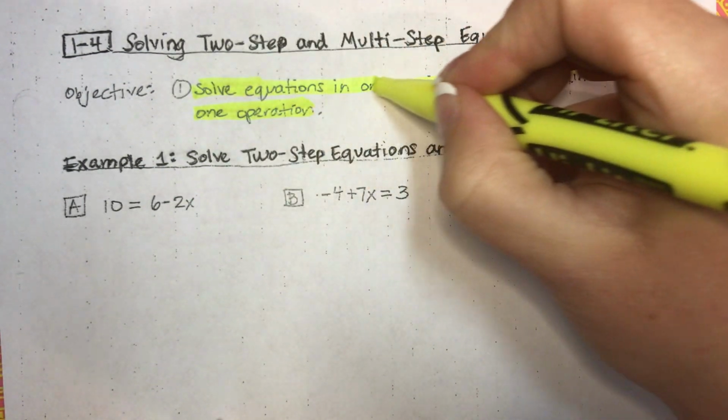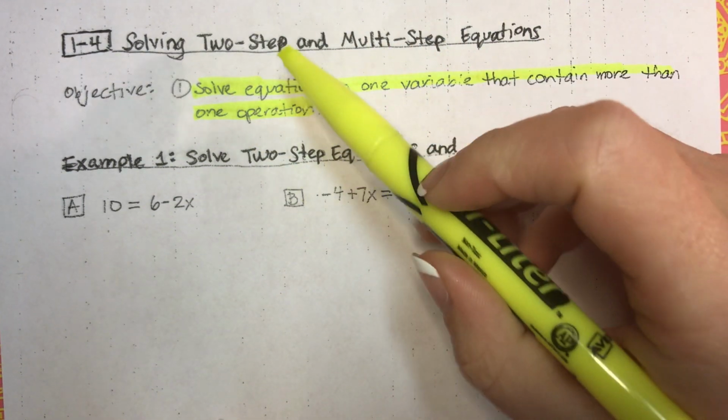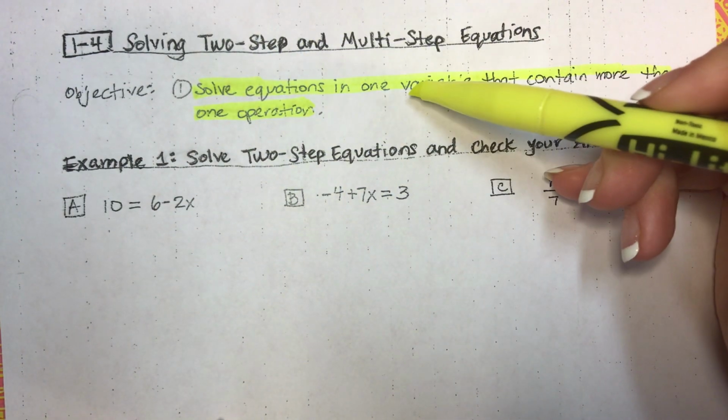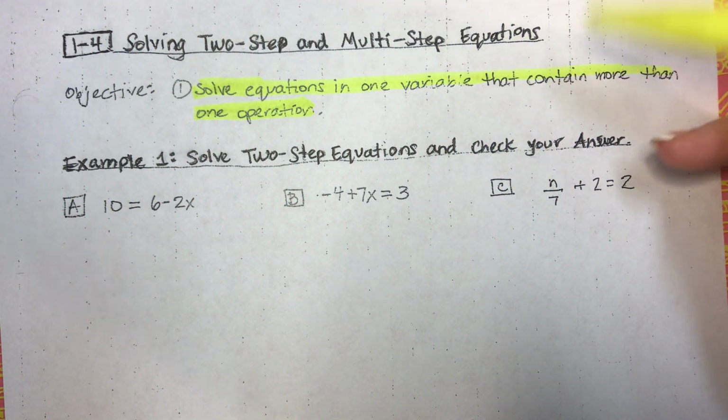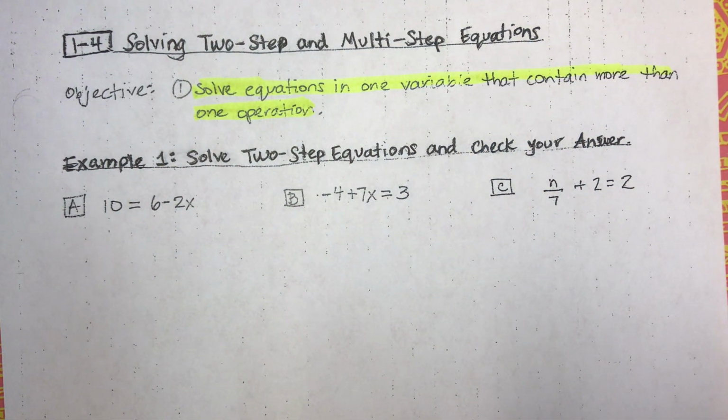Okay? So solve equations, so we're dealing with things that have equal signs, right? With one variable, so just one, that contain more than one operation. So let's go ahead and get started.